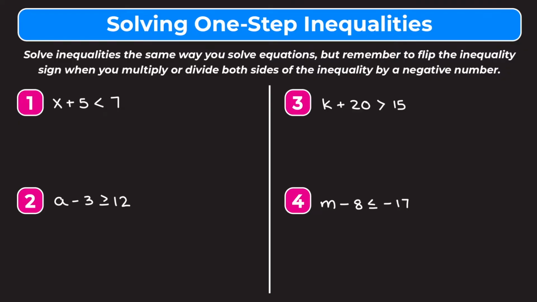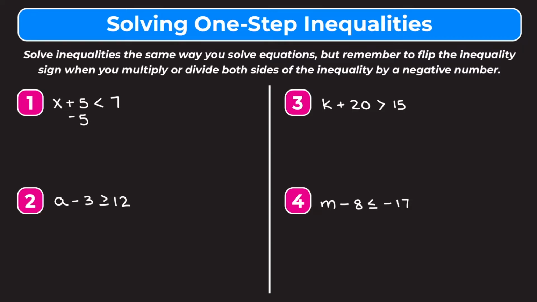So for number 1, we have x plus 5 is less than 7. When we're solving an equation, we're trying to get the variable by itself. So that's our goal when we're solving an inequality. And to get rid of a positive 5 on the left side, we have to perform the inverse or opposite operation. The inverse of addition is subtraction. So we're going to subtract 5 from the left side of our inequality.